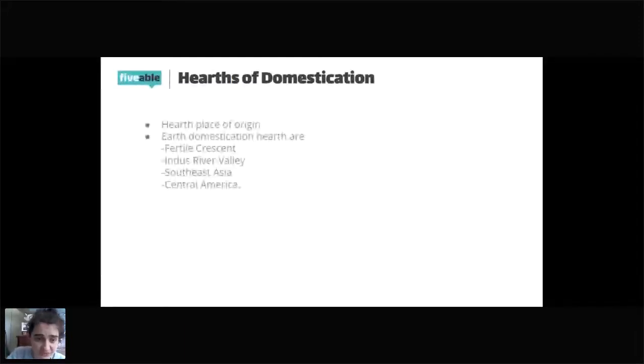So hearths of domestication are basically places, regions in the world where certain animals and plants came from. A lot of those regions, like the Fertile Crescent and the Indus River, are very close to natural resources. The Fertile Crescent is very close to the Euphrates River, I believe, right? So it's very likely for plants to originate in these regions because there are resources that would make it possible for these plants to be cultivated, right?